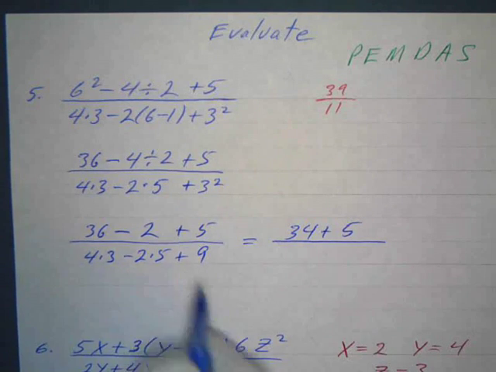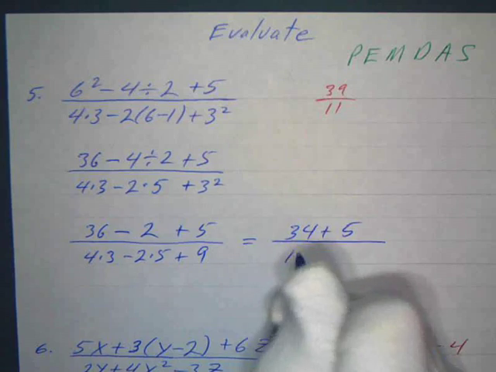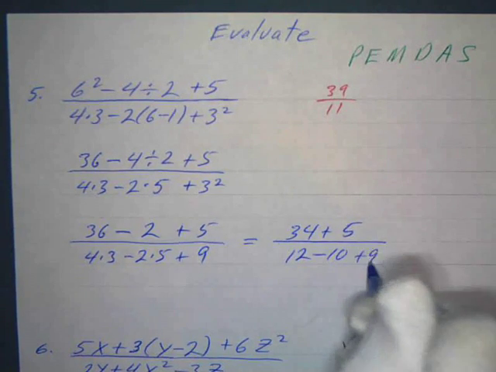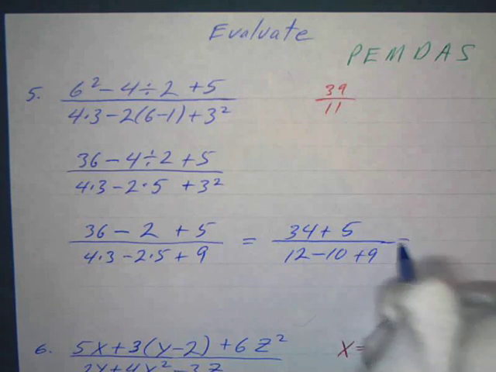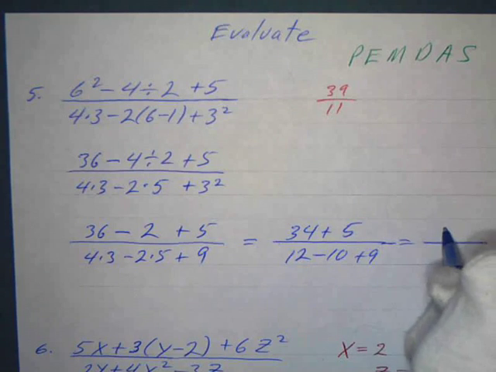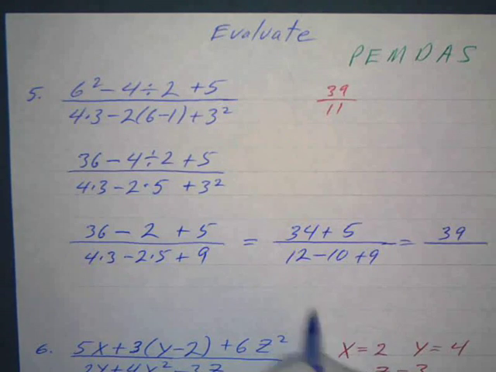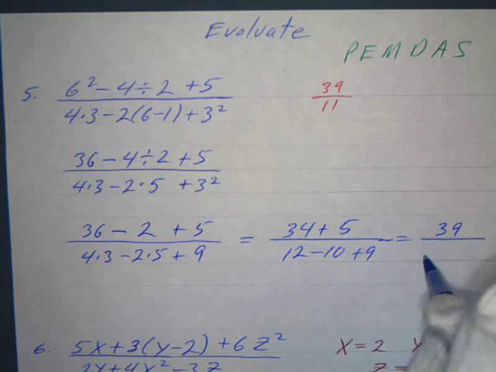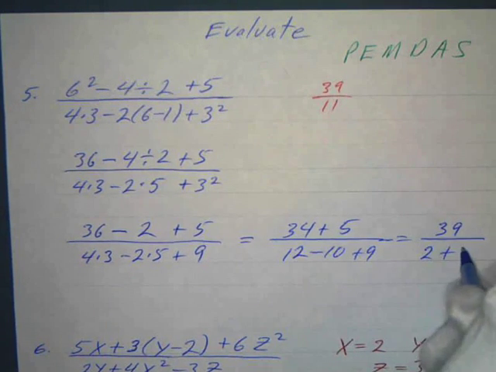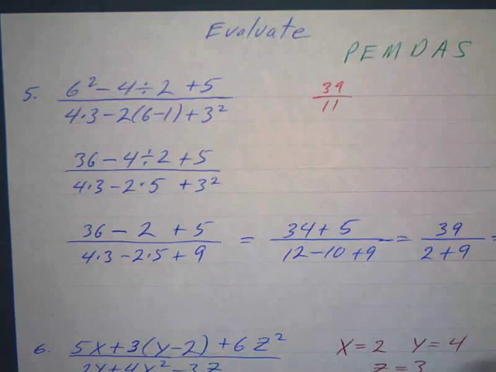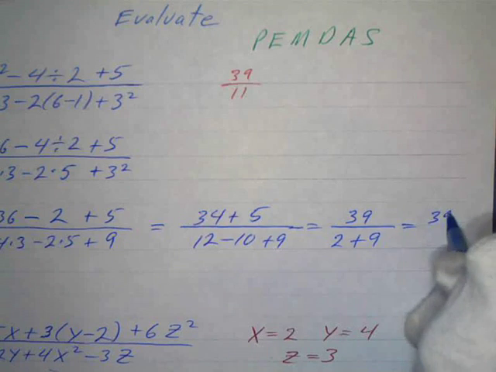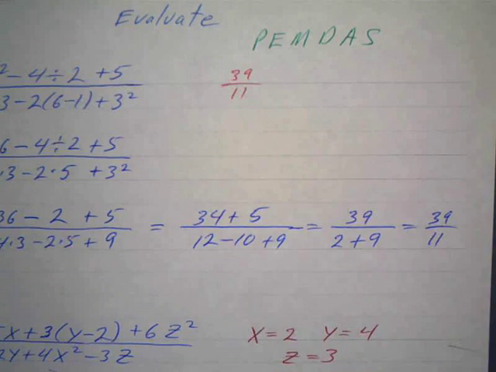Now I can do my multiplication. So 4 times 3 is 12. Minus 2 times 5 is 10. Plus 9. Now up in the top, I've got 34 plus 5 is 39. So there's my numerator for my answer. That's all done. 12 minus 10, excuse me. 12 minus 10 is 2. And I got 2 plus 9. And finally, 2 plus 9 is 11, so I've got my 39 all over 11.